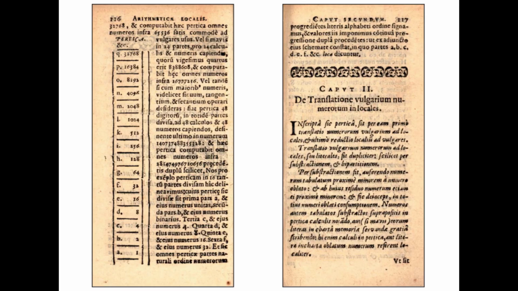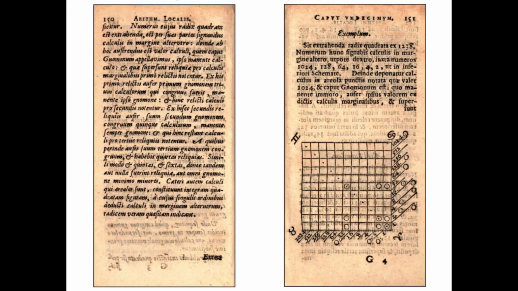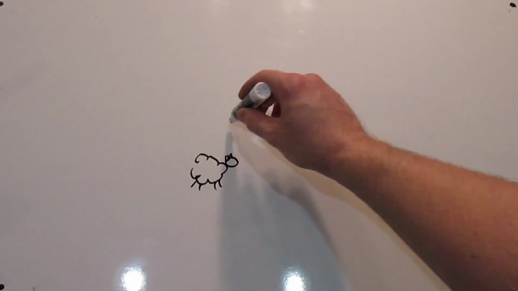I don't know how Napier came up with it, or how he came up with anything really, but I want to continue the format I've been using for the last couple of videos of showing how you might have come up with it yourself. So let's say you want to keep track of things as they accumulate.